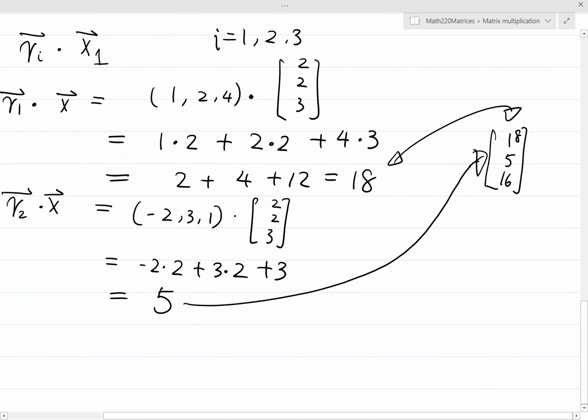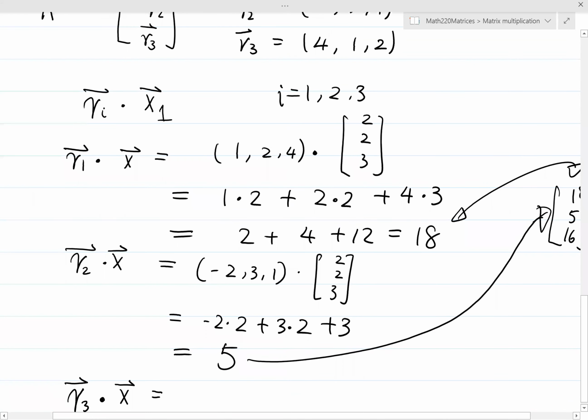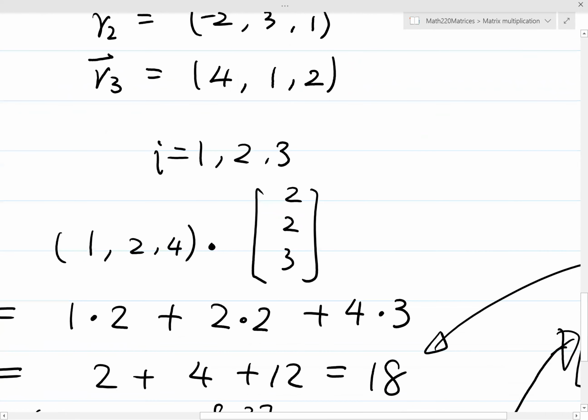Okay. Now the third entry. Now the third rule is, you see we have the third row 4, 1, 2. Okay. So third row 4, 1, 2.